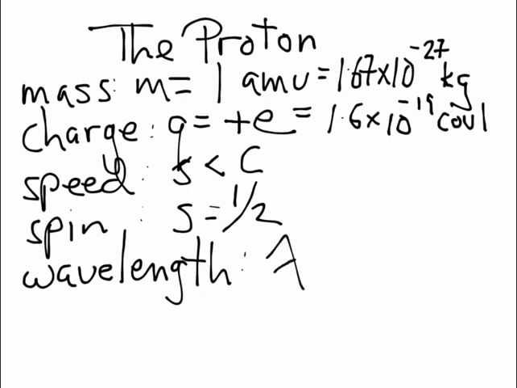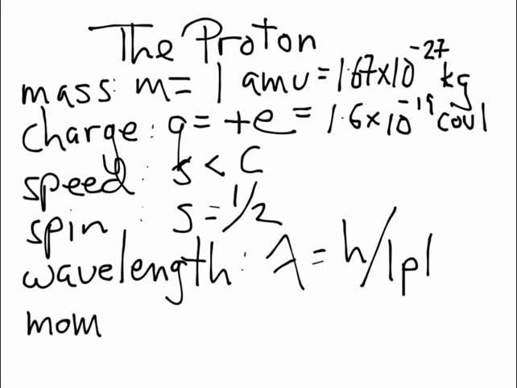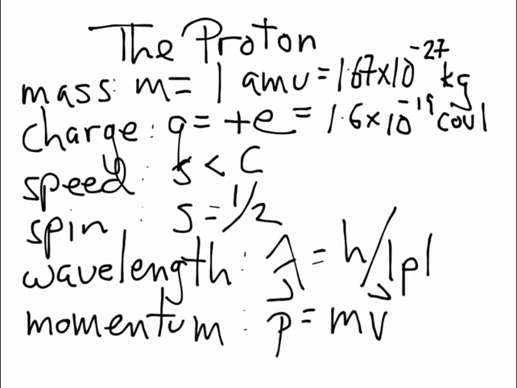Once again, even though we think of the proton as a particle, it can and does have a wavelength, and that wavelength is given by the exact same formula we saw for the photon. The wavelength is equal to Planck's constant divided by the magnitude of the momentum of the proton. And finally, from a classical perspective, the momentum of the proton is given by the mass times the velocity of the proton.